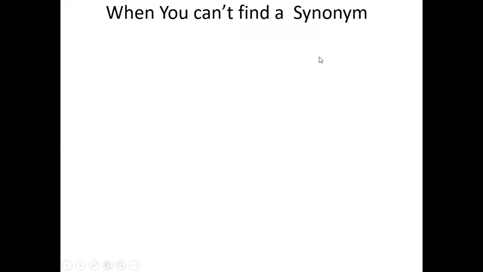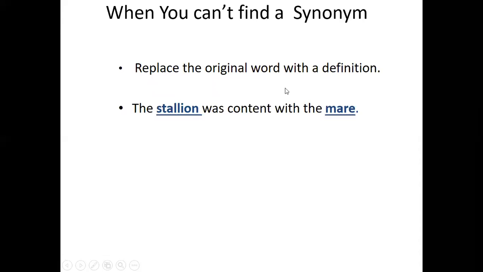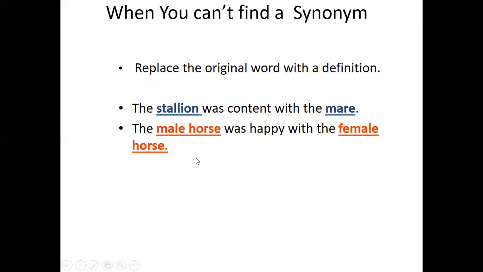When you can't find a synonym, what do we do? We replace the original word with a definition instead. So here, the stallion was content with the mare. Now for stallion, we do not have another word which means the same. So what we can do here is we can give a definition for the word stallion. And we have replaced it. The definition for stallion is a male horse. Therefore, in this sentence, the male horse was happy with the female horse. Female horse is the definition of a mare.